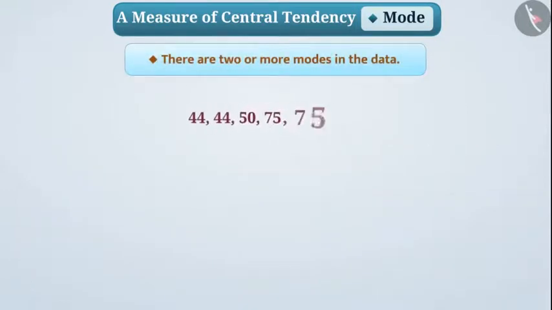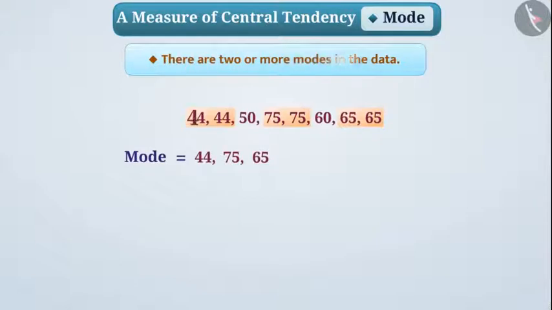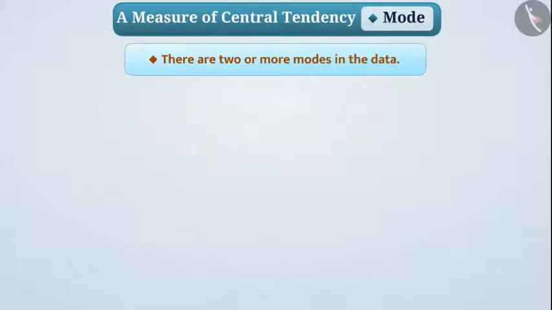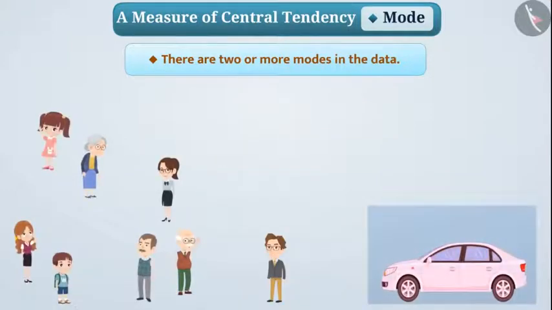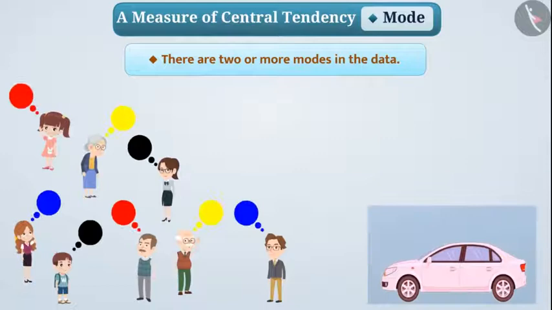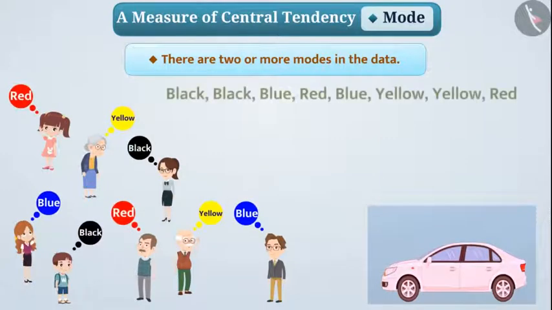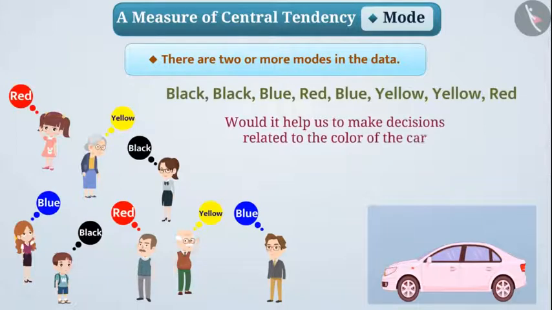There are some collections of data in which all observations are repeated the same way, or there are 2 or more modes in the data. In such a situation, the mode is not a useful measurement. For example, if the colors of the car were selected by the members of the house in the following way, would it help us to make decisions related to color of the car? Think.